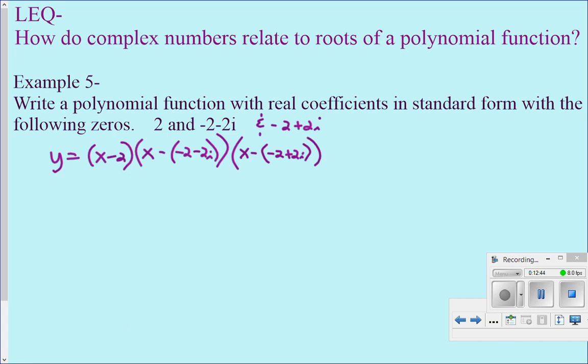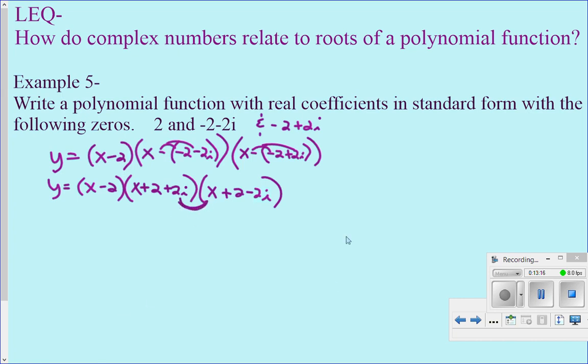And of course, I'm going to simplify that, clean it up a little bit before I multiply. So I have y equals, I'm keeping the x minus 2 there. I'm going to distribute those negatives. And I'm getting x plus 2 plus 2i. And I'm getting x plus 2 minus 2i. So once again, I have 3 different terms and I'm multiplying. I can multiply in any order I want, but probably the best order would be these 2 first.